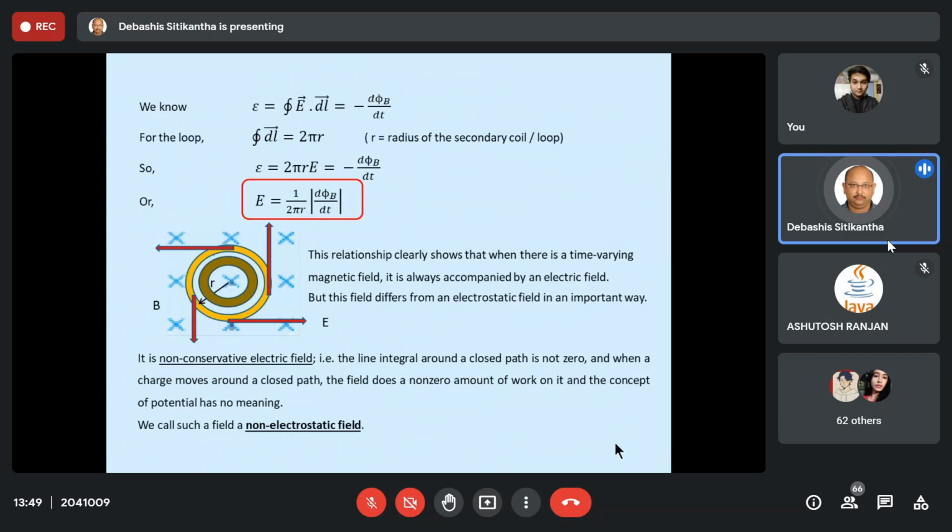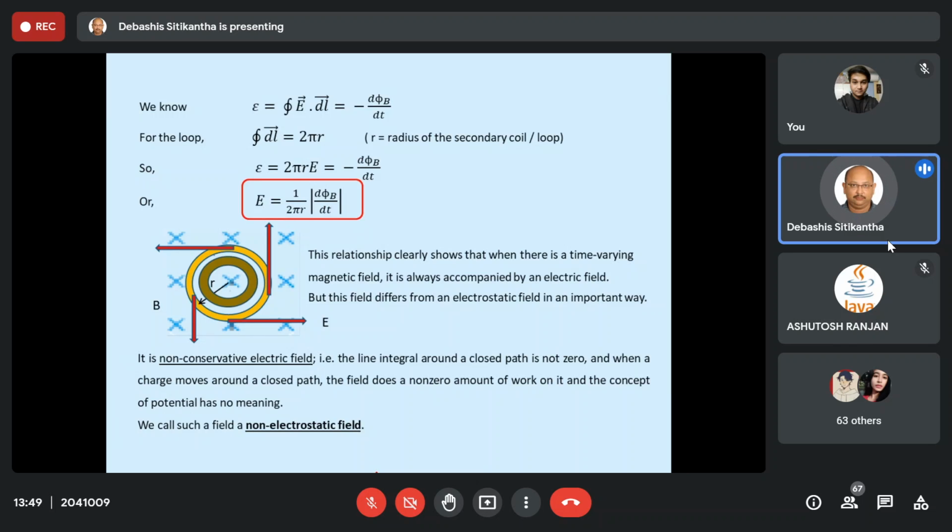Okay, so let us now move on. Ultimately we come to the conclusion that two coils which are placed very near to each other are actually going to have an induced EMF. So in one of the coils, that is the primary coil, you are giving the supply, and in the secondary coil you are getting the induced EMF.